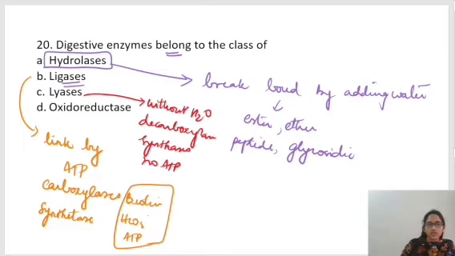Understood? So what are oxidoreductases? They catalyze oxidation and reduction reactions. Examples can be any dehydrogenase, oxygenase, monooxygenase. These are all examples of oxidoreductases.